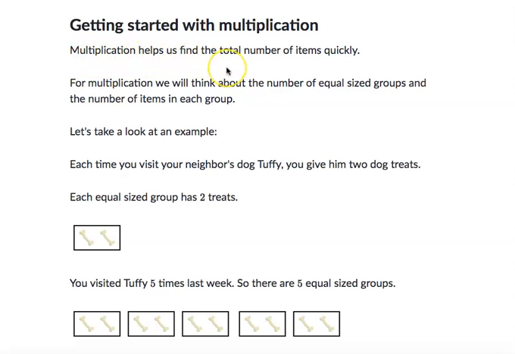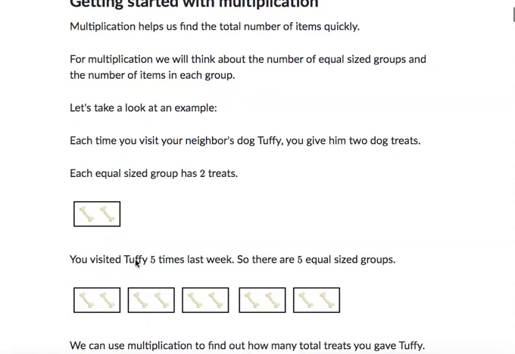Remember, multiplication helps us find the total number of items or the total number of area inside of a shape quickly. For multiplication, we'll think about the number of equal-sized groups and the number of items in each group. Just like when we were talking about arrays, multiplication is basically like putting your organized, equal groups into rows and then counting them. Or you can think about the multiplication symbol, the X symbol, as saying boxes of. So if it's, for example, like in this problem, 5 times 2, you can think about it like 5 boxes of 2.